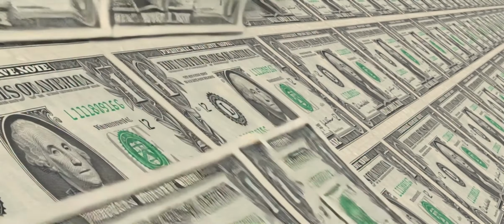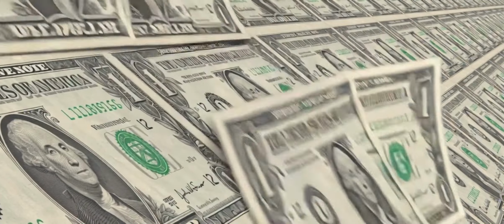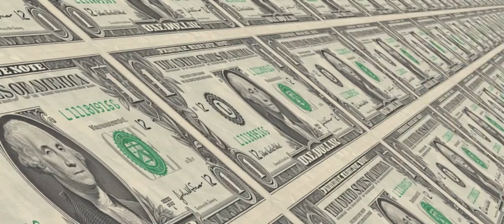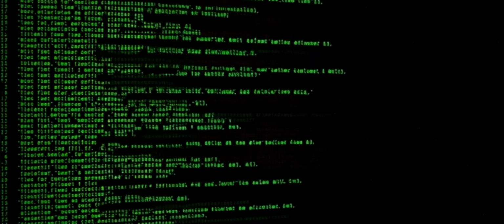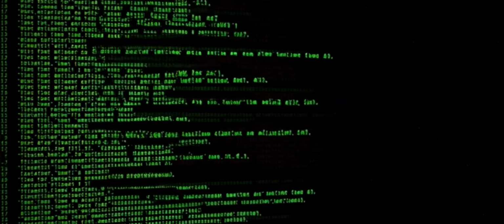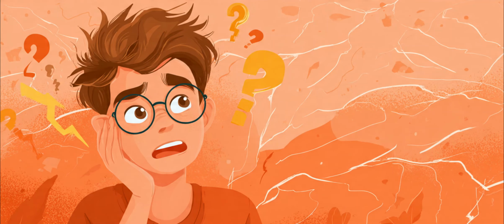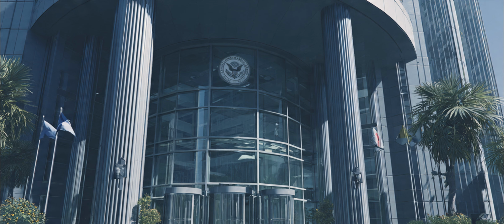When you hear money creation, you probably imagine printing presses running day and night. But here's the truth. Most money isn't printed, it's created digitally. And the process is far stranger than you think. This is the central bank model, and today we're breaking it down in simple terms.